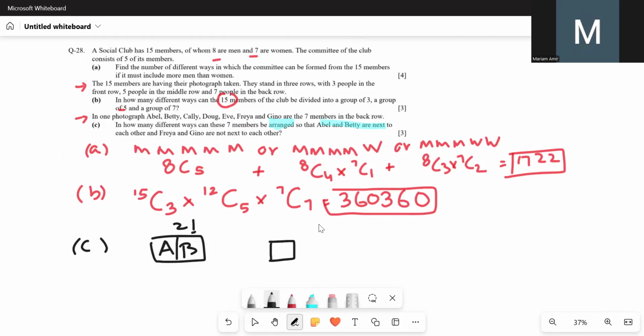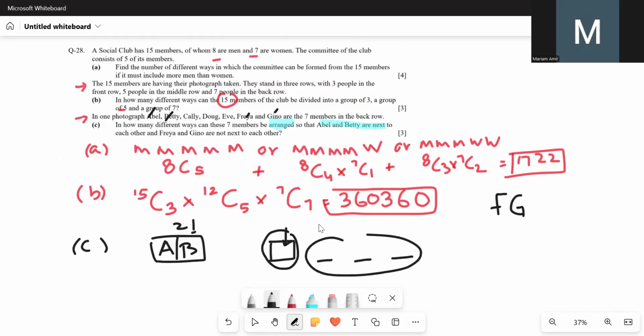Okay. So let me reread the question. In how many ways can these 7 members be arranged so that Abel and Betty are next to each other? That's done. And Freya and Gino are not next to each other. Now, how do we do that? You remove F and G from the group, and we have this. And how many members are left? A and B are done, and we've removed F and G. So we have Callie, Doe, and Eve left. Let's arrange these. So this counts as 1.